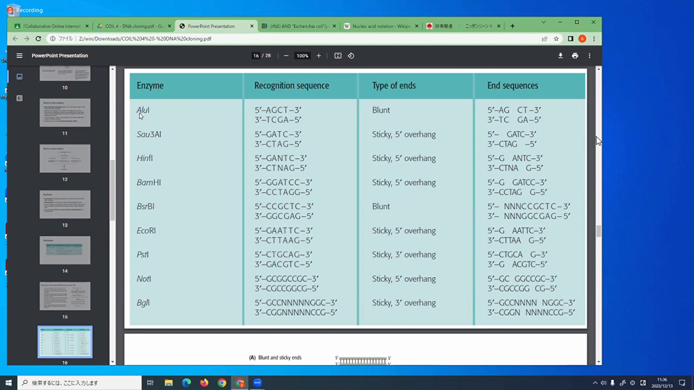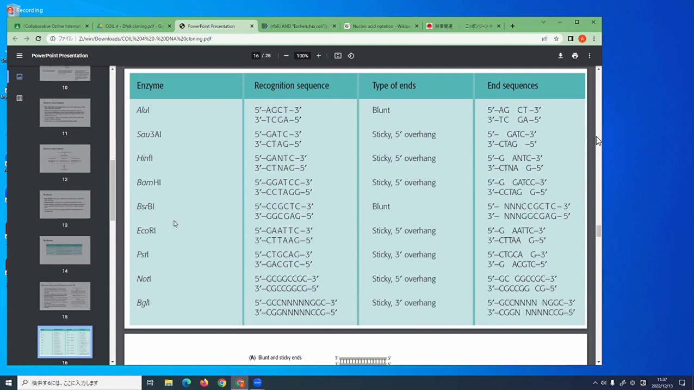So for example, we have the enzyme AluI over here. AluI will cut straight, right here. So this is the double-stranded DNA. It will cut directly when there is an AGCT, and from the opposite side it is AGCT as well. So this is the feature of restriction enzymes. For AluI, this is a 4-base recognition enzyme, right? And it will recognize 4 bases.